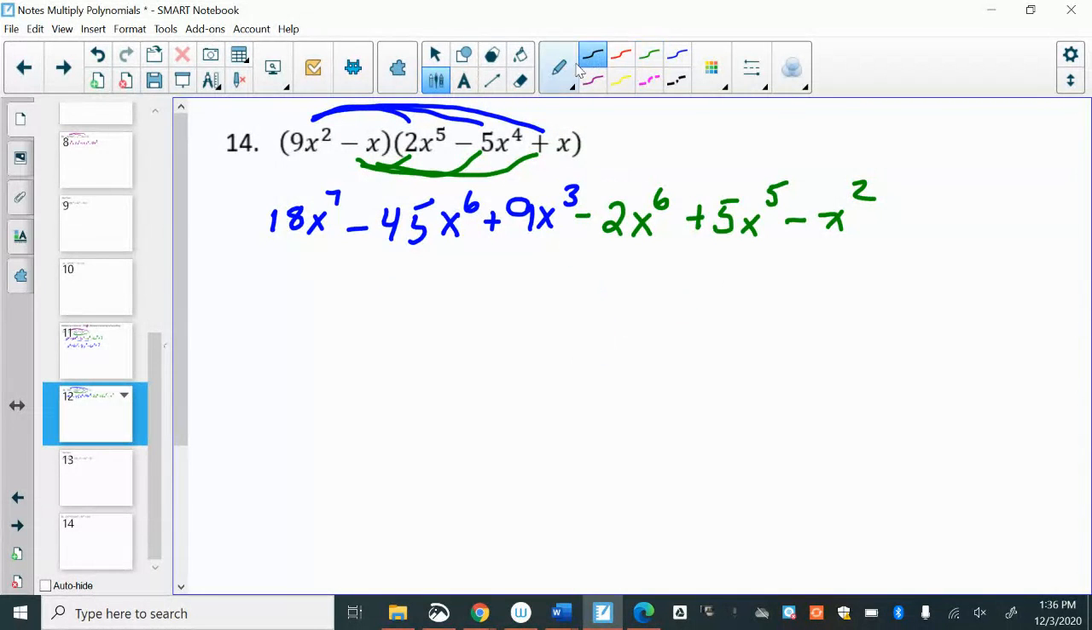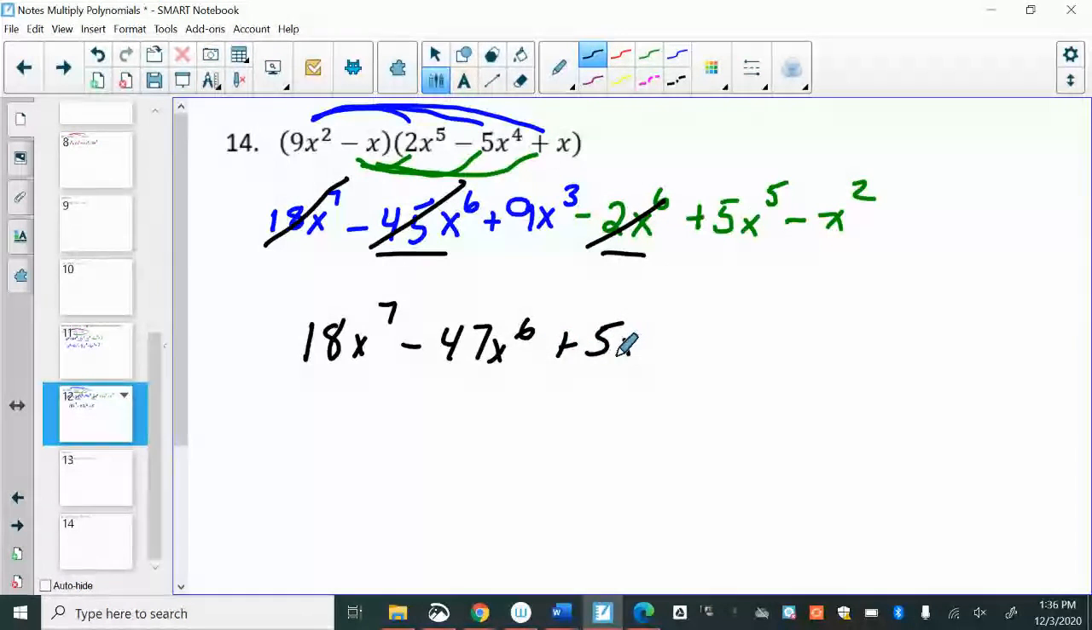Now our job is to combine up like terms. Our highest exponent is the 7th here. There's only one of them, so it's going to be 18x to the 7th. I have two terms to a 6th power, so we're going to go ahead and combine those up. It's going to get us negative 47x to the 6th. I do have a 5th term, a 3rd term, and then a square.